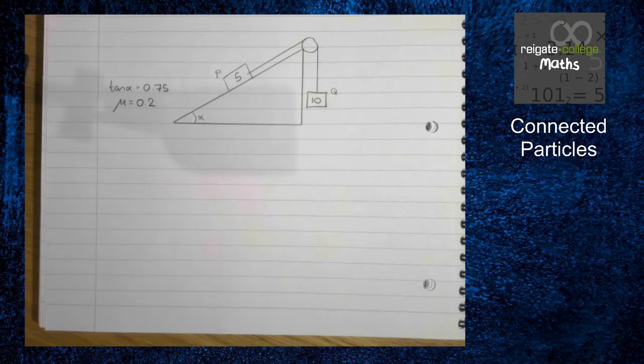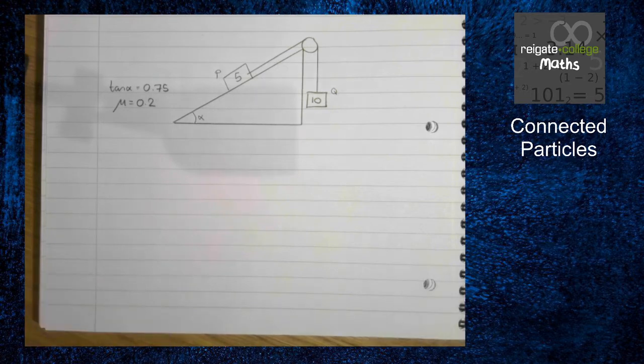P rests on the plane and Q hangs over the edge with the string vertical and taut. It's important that the string is taut because it means everything's just going to move immediately when it's released from rest. The plane is inclined at an angle where tan alpha is 0.75. If you've watched the previous video on applications of forces, that should be familiar. And the coefficient of friction between P and the plane is 0.2. The system is released from rest and we want to find the acceleration and then find the tension.